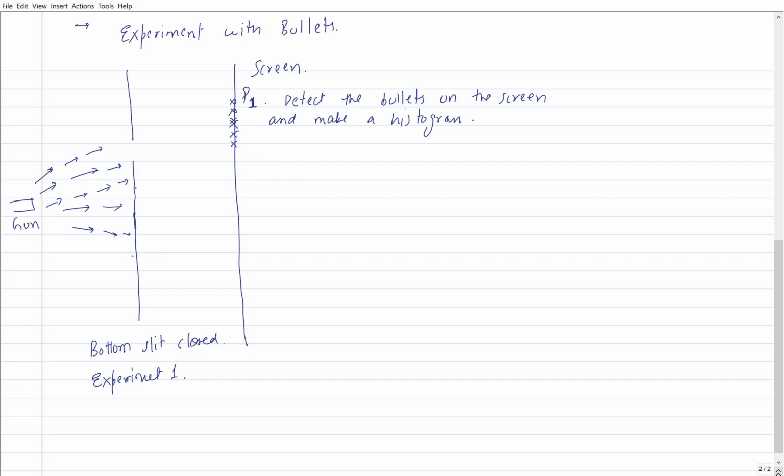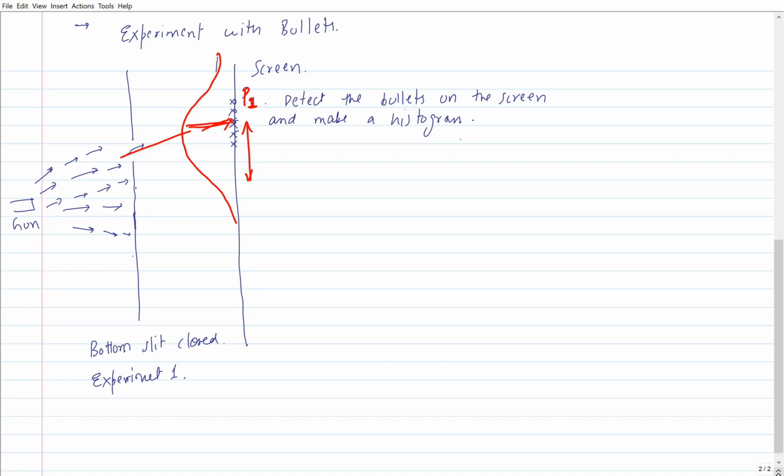So, as you can sense, I'll have a probability distribution that looks like some sort of a curve which is peaked at some point, maybe peaked over here. So that's my P1, the probability which I calculated from the histogram of detecting a bullet as a function of this y coordinate. So that was my experiment 1. So what do I do with experiment 2?